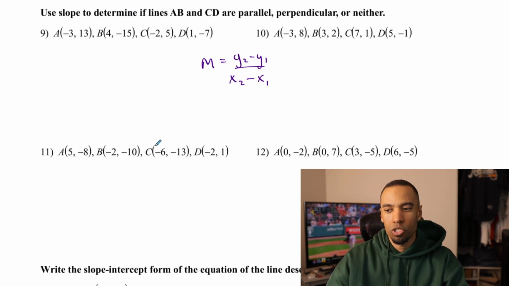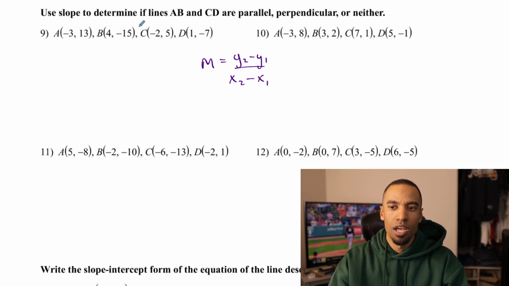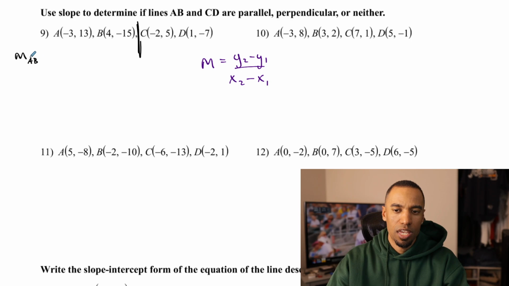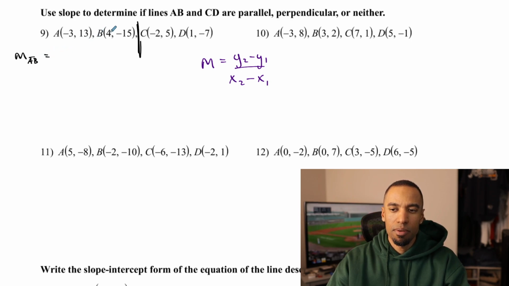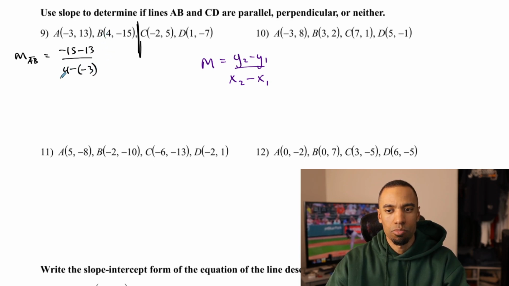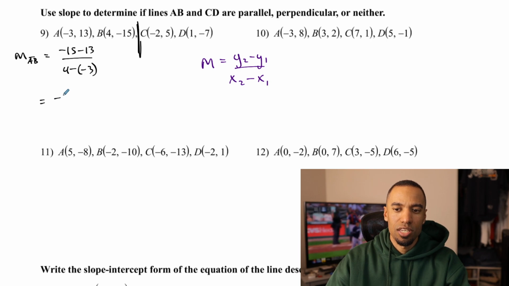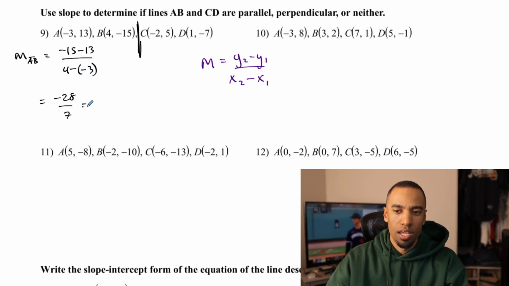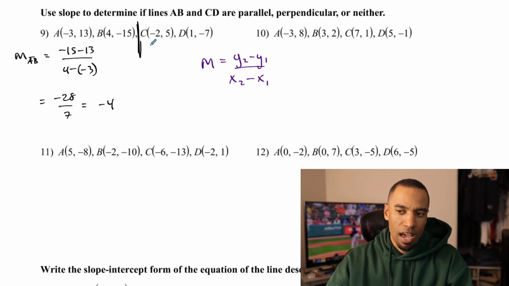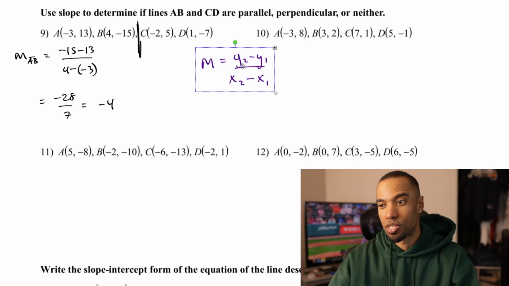I think at some point I'll shut it down, maybe on the last 2 problems here. We want to find the slope of segment AB right here. Slope of segment AB. And that's going to be y2 minus y1 over x2 minus x1, like that, subtracting the negative, all that jazz. That's negative 28 over positive 7, because 4 minus negative 3 is 4 plus 3, which is negative 4. I'll tell you what I'm going to do with these after. I just wanted to jump into the problem because I was so excited.